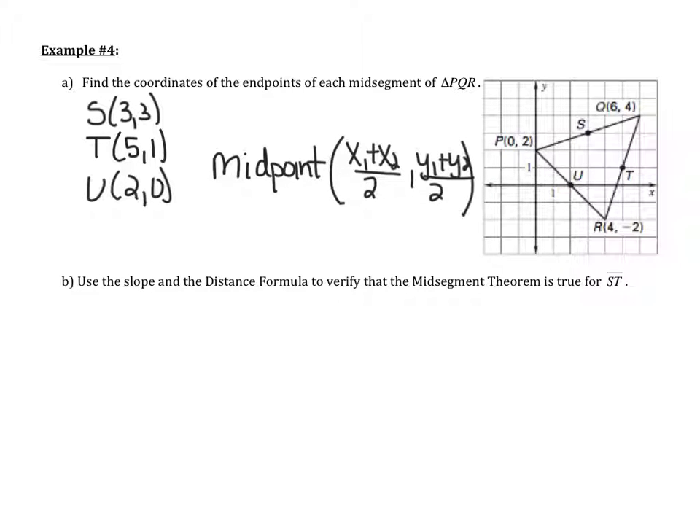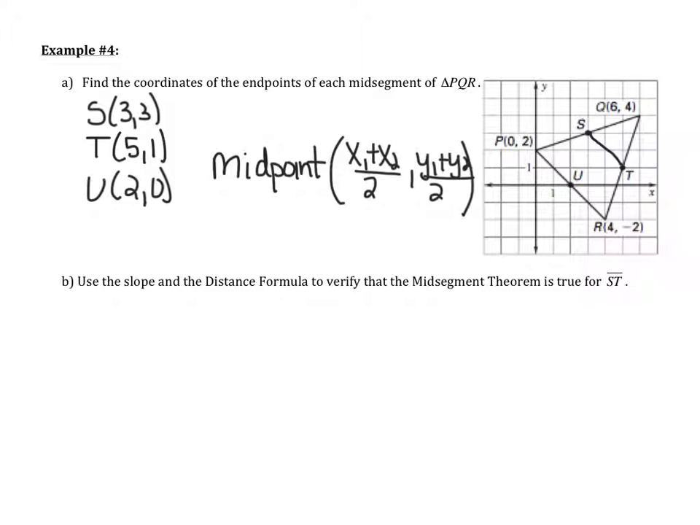Part B says use the slope and the distance formula to verify the midsegment theorem is true for segment ST. Let's first draw in midsegment ST. So there's ST. The midsegment theorem states that the length of ST is half of the length of the side it's not touching, and it's also parallel to this side. So the first thing I'm going to do is verify that this segment really is parallel to this segment. I know that parallel lines have the same slope, so I'm going to find the slope of ST and find the slope of PR and verify that they are the same.